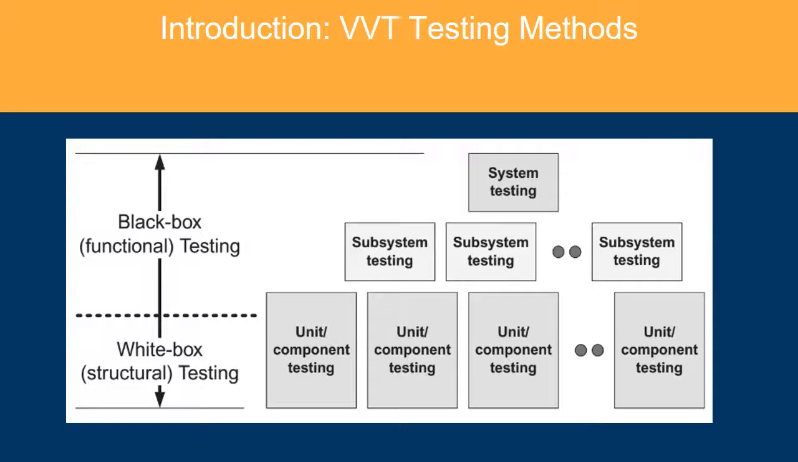This is a diagram that depicts the delineation between each type of testing. White box testing, as mentioned before, is usually conducted at the unit or component level, and it usually tends to discover structural problems, while black box testing is usually conducted at the subsystem level, and it typically detects functional defects.